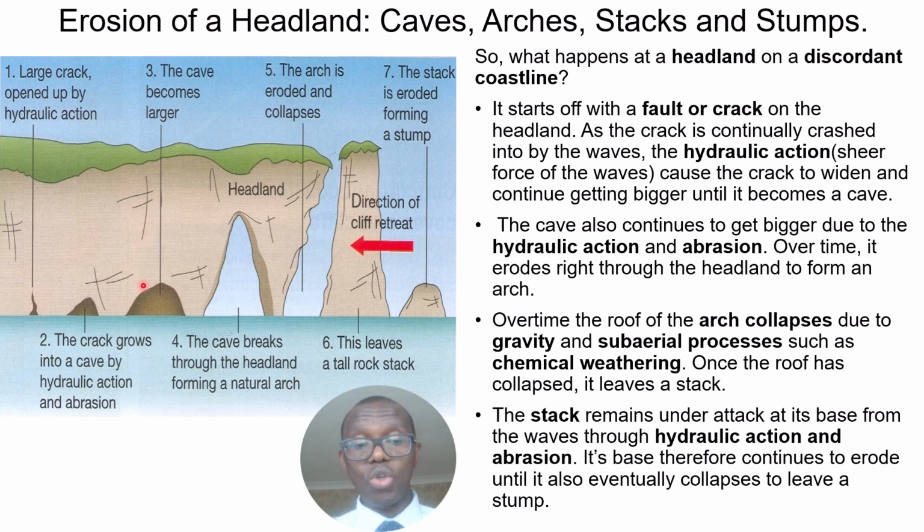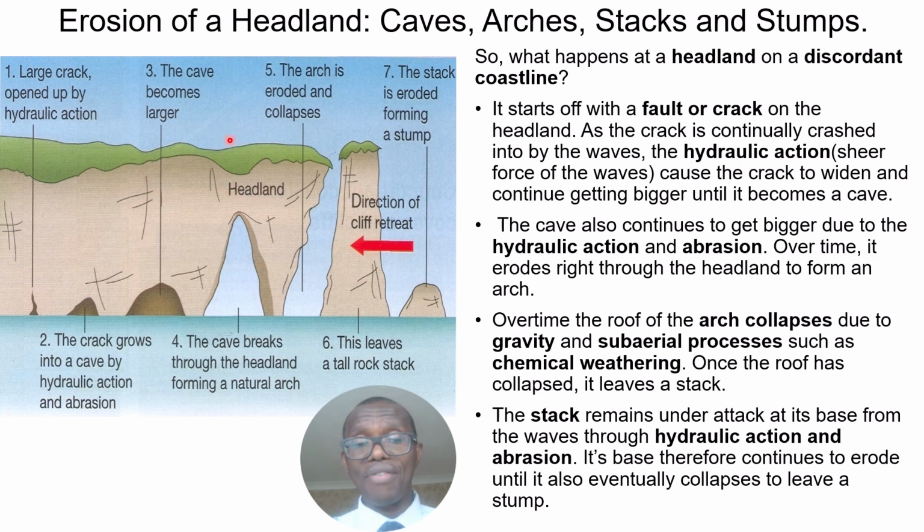And then eventually, as the erosion continues to take place through hydraulic action and abrasion, that cave is going to erode all the way through to the other side of the headland. And that is going to leave an arch like you can see here. So this here is an open arch. And over time, the roof of the arch is likely to collapse. And the reason why it's likely to collapse is because you also have subaerial processes that are taking place on top of this arch here.